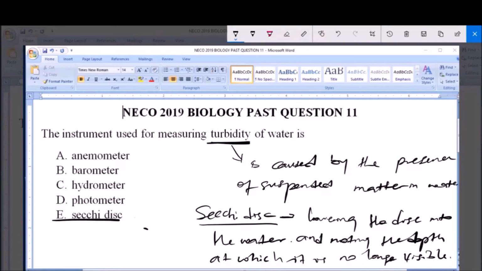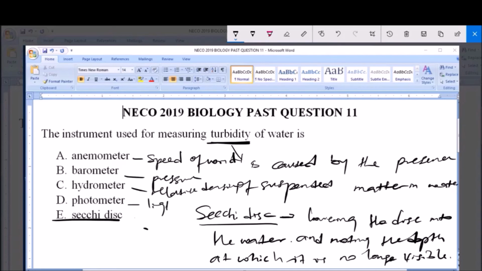Now, the anemometer here, which is option A, is actually used to measure the speed of wind. That's wind speed. Barometer is used to measure pressure. Hydrometer is used to measure relative density, and photometer is used to measure light intensity. But the Secchi disc, option E, is used to measure turbidity.